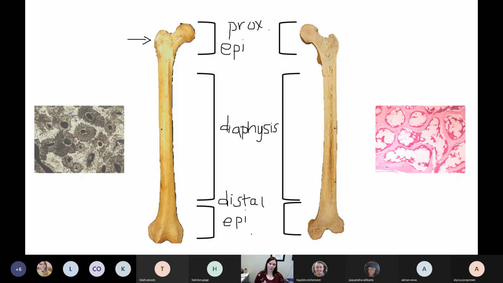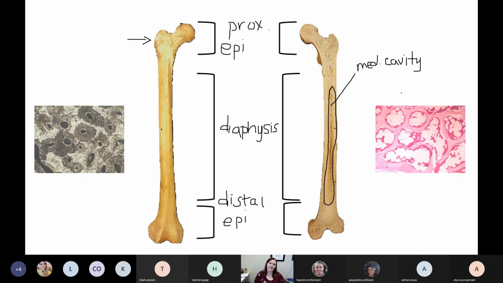When we go inside the bone, we need to be able to label a few more things. So one of the things we need to be able to label is the inside of the middle of this bone here. So the inside of the bone that we see right here, this is a part of the bone known as the medullary cavity. The medullary cavity.